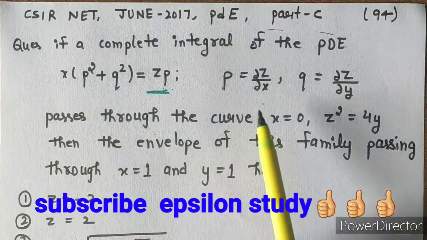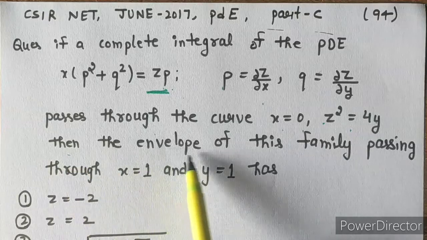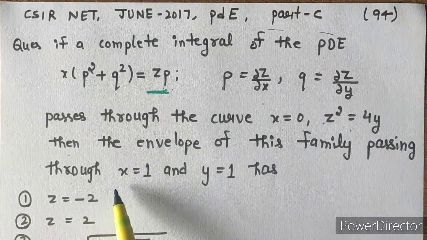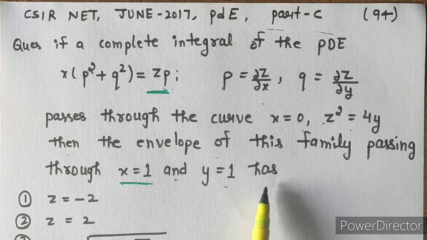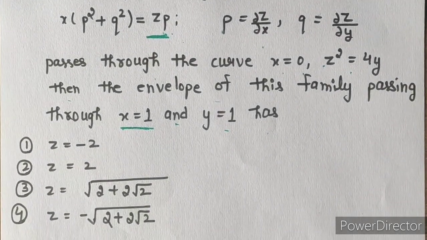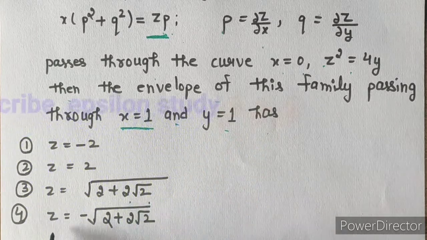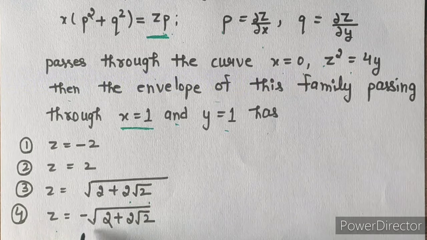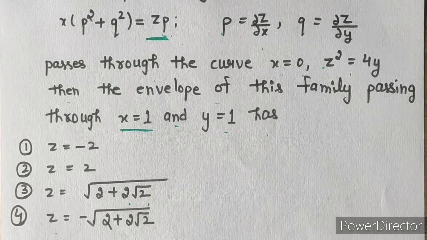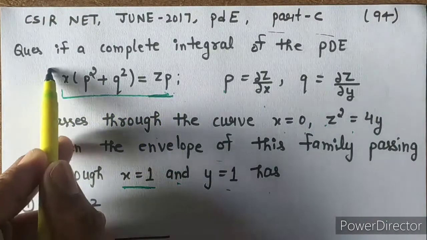passes through the curve x = 0 and z² = 4y, then the envelope of this family passes through x = 1 and y = 1 has z equal to: minus 2, z equal to 2, z equal to square root of 2 plus 2 into square root of 2, and the fourth option is z equal to minus 1 square root of 2 plus 2 into square root of 2. We have calculated the complete integral of this partial differential equation.